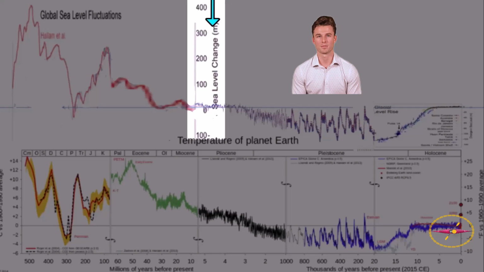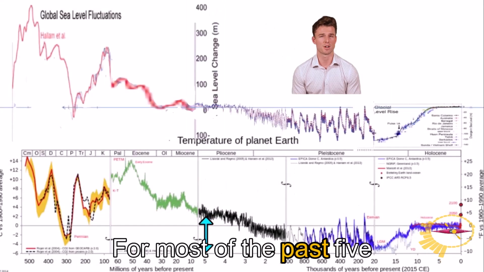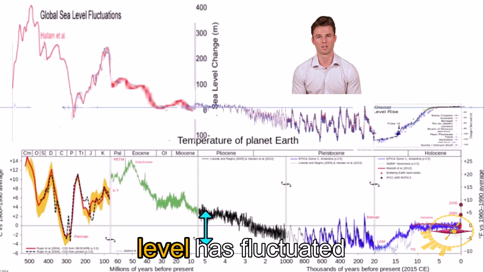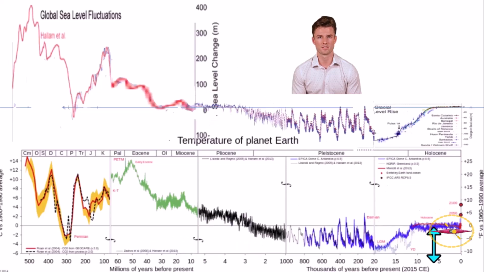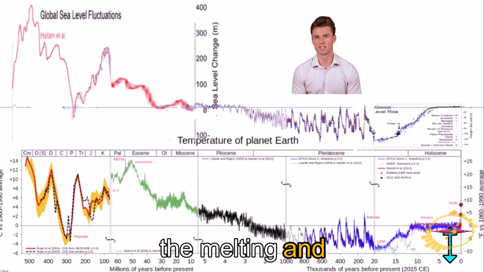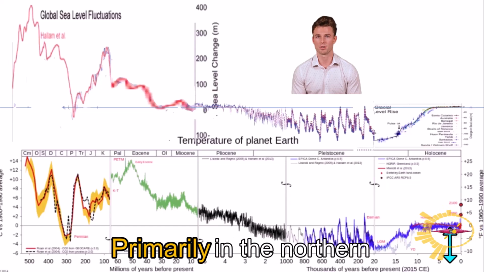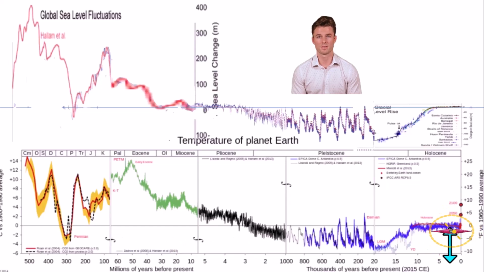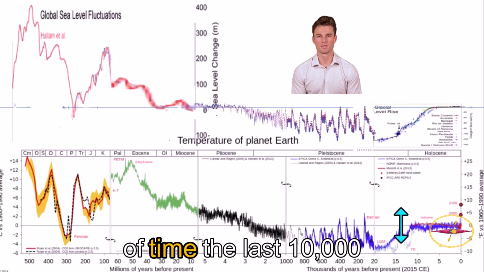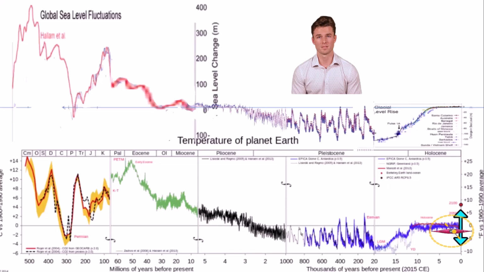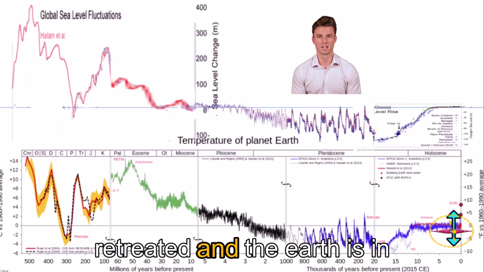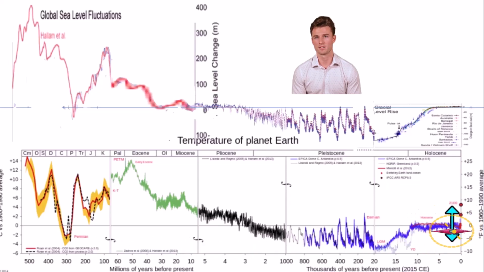For most of the past 5.5 million years, sea level has fluctuated generally in sync with the Earth's temperature. This has much to do with the melting and advancement of glaciers, primarily in the northern hemisphere. I'll point out that this period of time, the last 10,000 years, is considered an interglacial. That's where glaciers have retreated and the Earth is in a warm period.